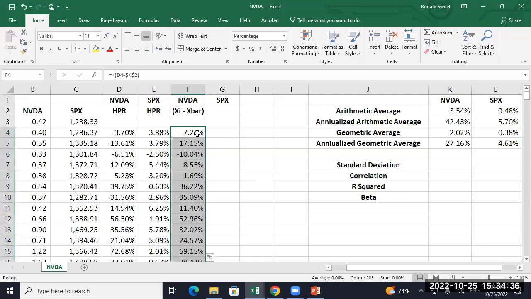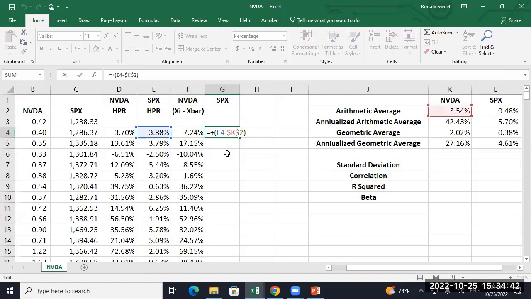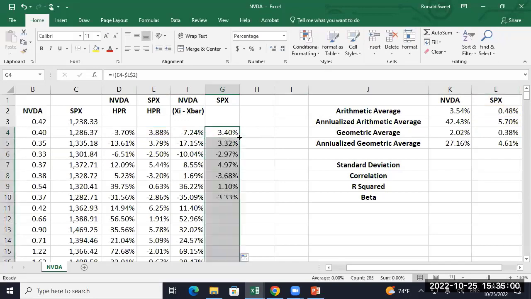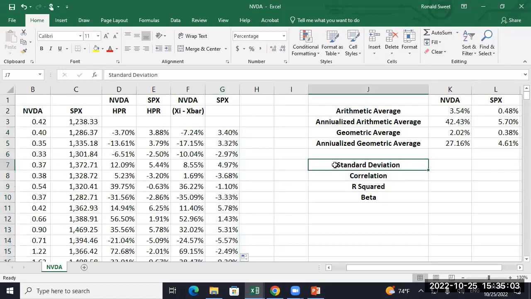All right, so we can copy that down. We can do the same thing for the S&P 500. So 3.88% minus 0.48%. So there we have the S&P, right? The 3.88 for the S&P minus its average. Copy that down. So all four of these formulas start with xi minus x bar. So that idea of how far you can get from expected value dominates our statistics in finance.